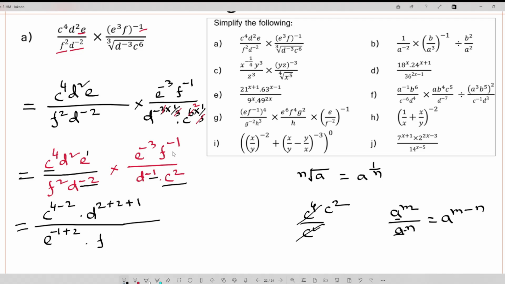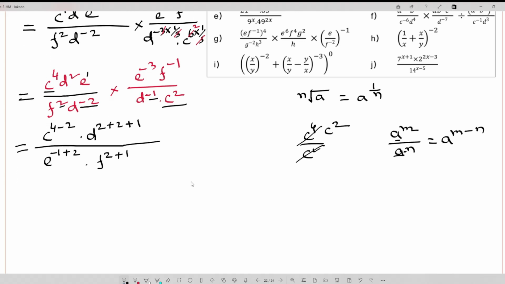For f, here is minus 1 and here is 2. So we can write this one as 2, and this minus 1 becomes plus 1. Right? Now we will calculate and our math will be solved very soon, because c: 4 minus 2 means 2, d: 2 plus 3 means 5, and e what? It was 3. So minus 1 plus 3 will be 2, and f: 2 plus 1 means 3, and this is our answer.